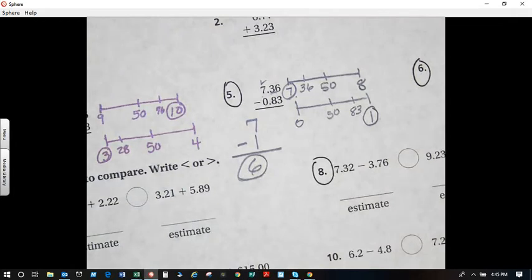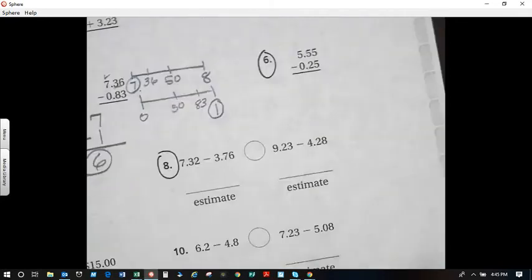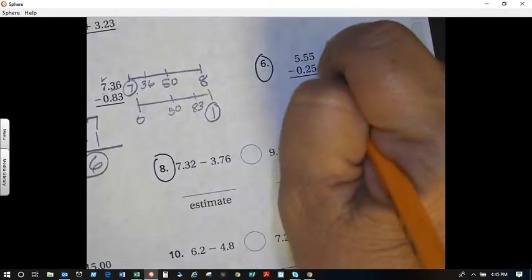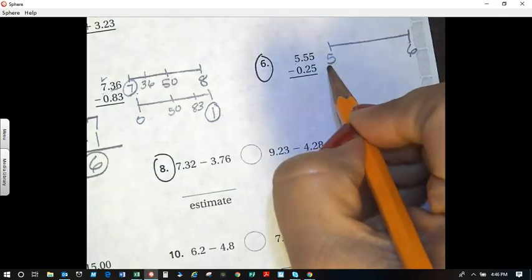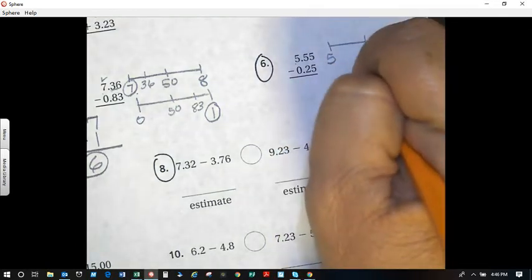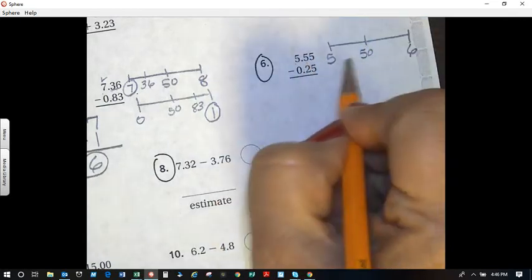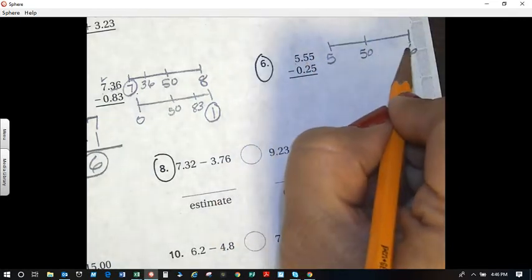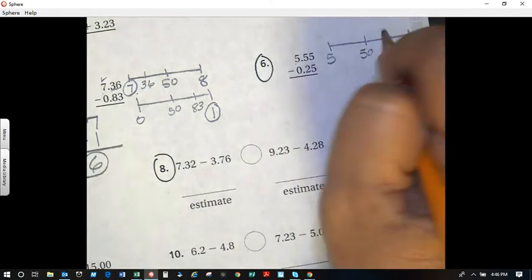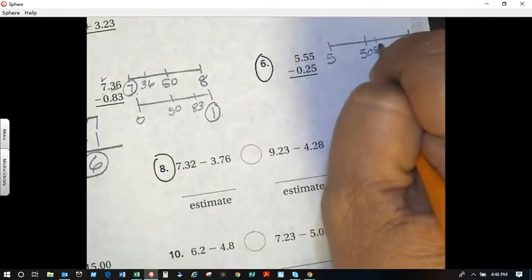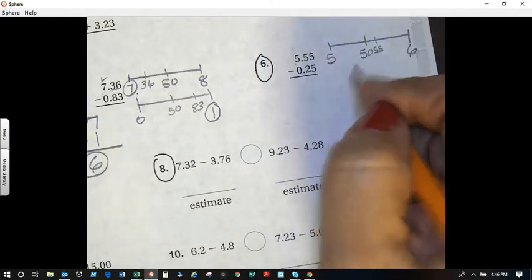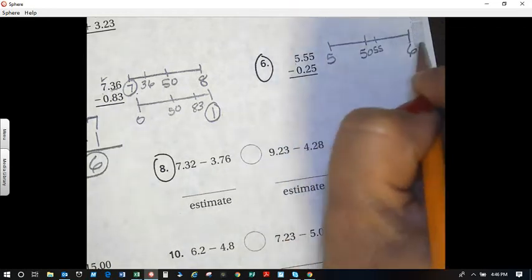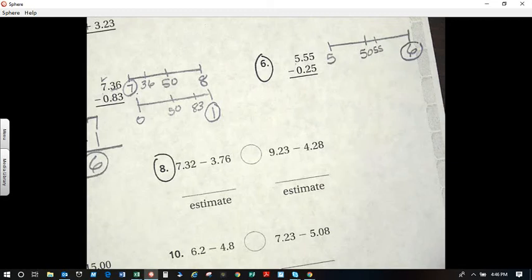All right, got it? All right, let's move on to number 6. Again, I'm going to place my numbers on a number line. What is between 5 and 6? What is to the nearest whole number? I'm going to put my 50 right in the middle. Now, is 55 less than 50 or greater than 50? Yeah, right. So it's going to go probably about right there, right? Because it's greater than 50. So let's take a look at this one here then. So it's greater than 50, so it's closest to 6. So I'm circling my 6.